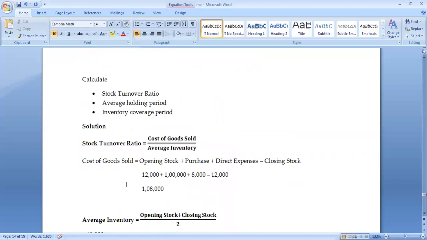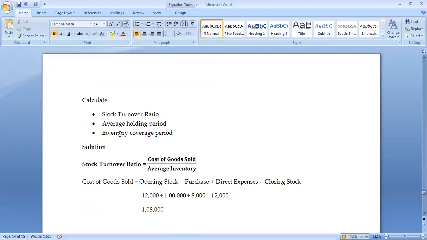These two seem to be the same. Inventory coverage period and average holding period seem to be the same, and the calculation is one and the same. But meaning-wise, average holding period is for how many days the average stock will be held in the company. Inventory coverage period is for how many days the stock will be entered for production process. That is also solved by calculating the stock turnover ratio.